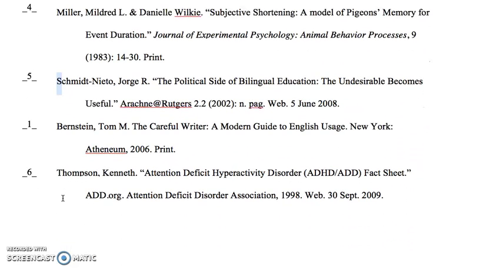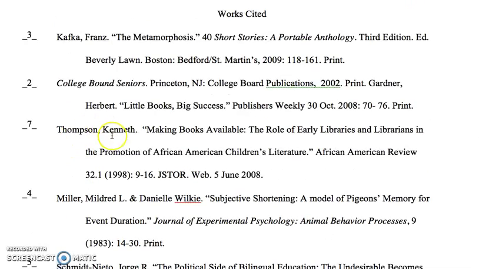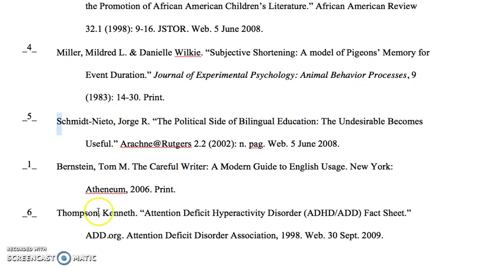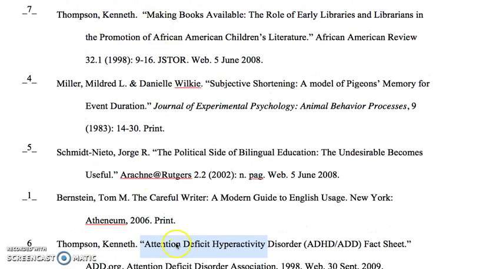And then you'll notice you have two different books by the same author, Kenneth Thompson here and Kenneth Thompson here. So why does this one at the bottom come first? Because if it's exactly the same, then you go to what comes next, which is the name of the article, which begins with an A, attention, while this one begins with an M. So A comes before M, so you would have Thompson Kenneth, attention deficit, and here the last one that would be in order would be Thompson Kenneth, making books.